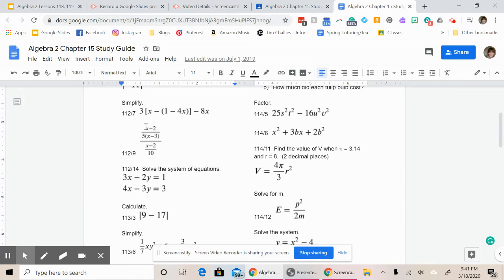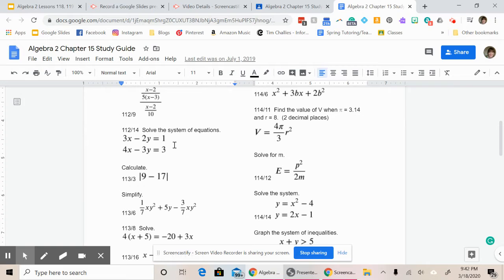On this problem right here, the nice people that wrote your book already factored it for you, but you need to change it into multiplication. You're going to do that by multiplying and flipping this one upside down so that you're multiplying by 10 over x minus 2. There will be some things that you can cancel.